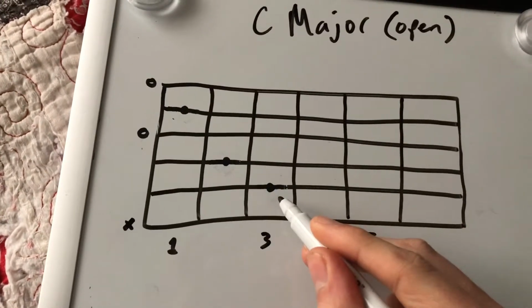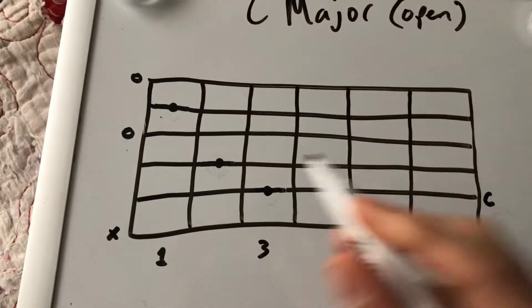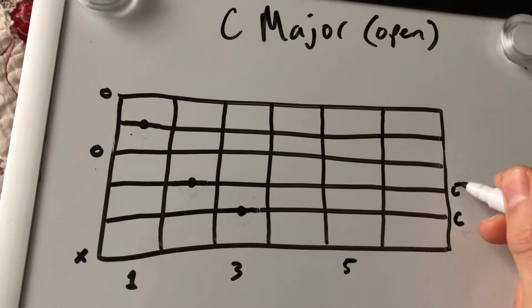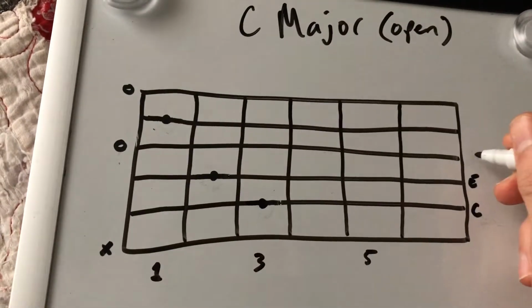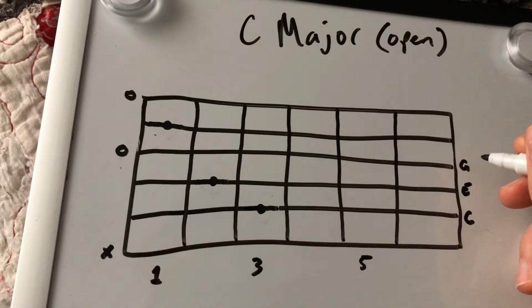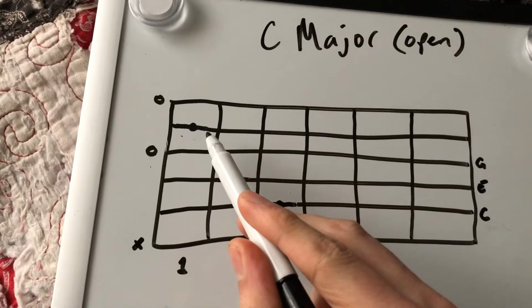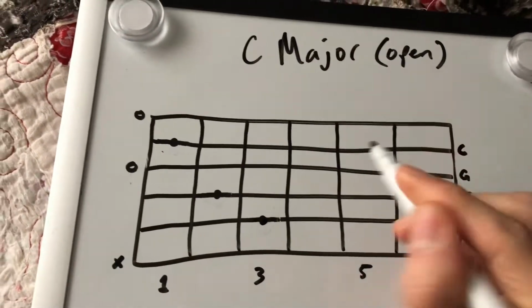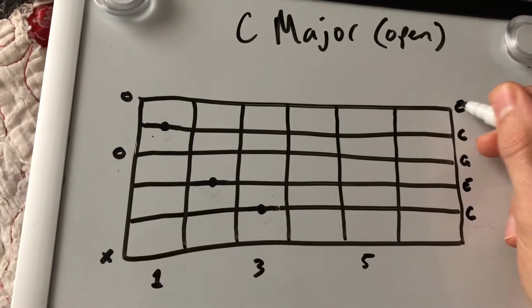The 3rd fret of the 5th string is going to produce a C note. The 2nd fret of the 4th string is going to produce an E note. This open string, the 3rd string, is going to produce a G note. The 1st fret of the 2nd string will be a C note, and then the 1st string open is E.